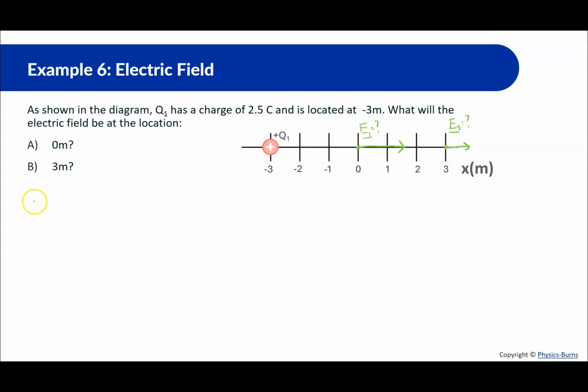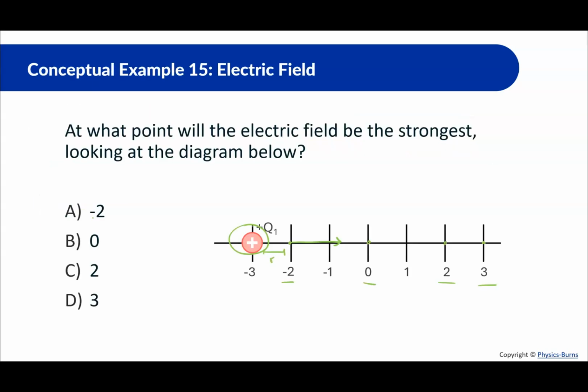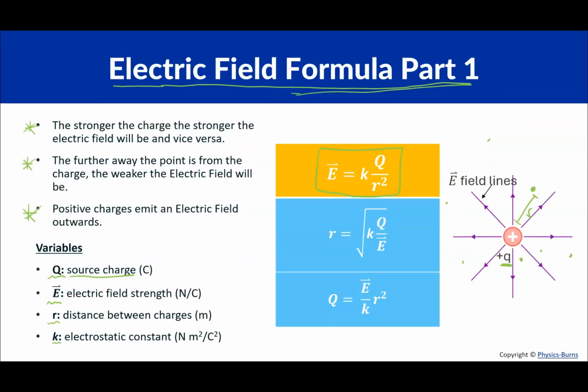Alright, so let's figure this out. The electric field of 1 is going to be equal to kQ over r squared. If we look back at the formula, sorry, this is where we get that from.